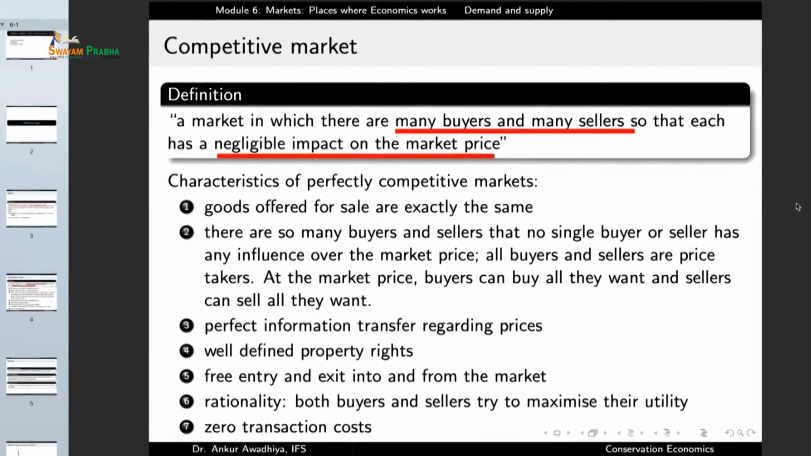Now, other characteristics of perfectly competitive markets include that the goods offered for sale are exactly the same. Say you have a market for food grains, and there is one seller selling a good quality food grain, while all the other sellers are selling a bad quality food grain. In that case, the seller of the good quality food grain, because he is the only one, would be able to influence the market prices.